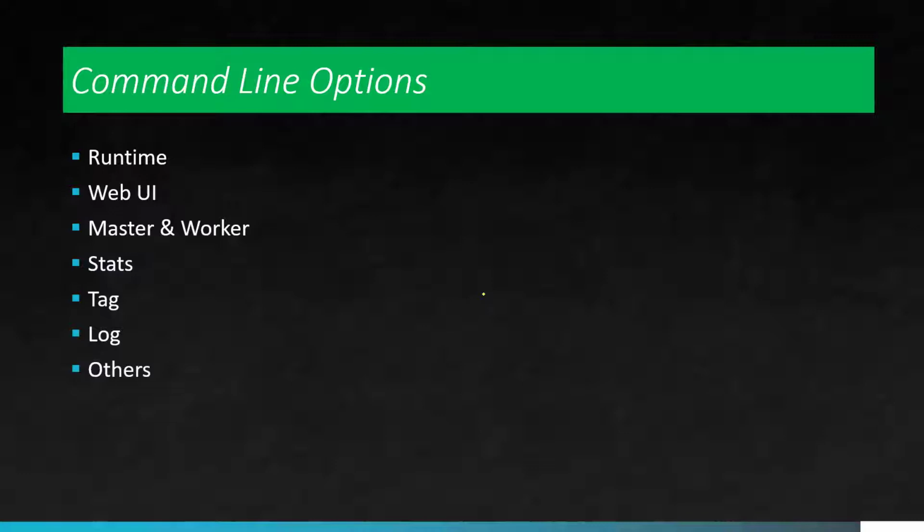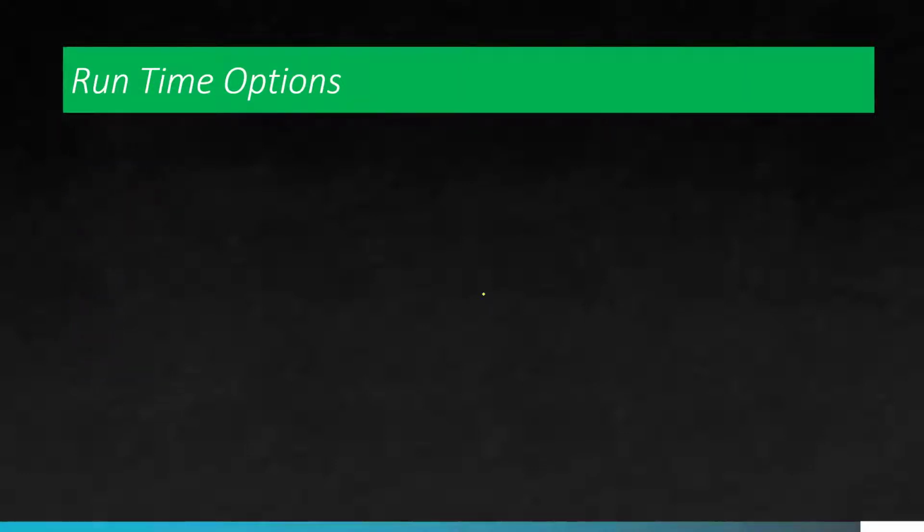To configure the web UI, you can use the web UI options. To run your test in the distributed mode, you can leverage the master and worker commands. Also, there are commands available for the statistics, tagging, logging, and others. In this video, we are going to see about runtime options because these are the commands we will be using very frequently.